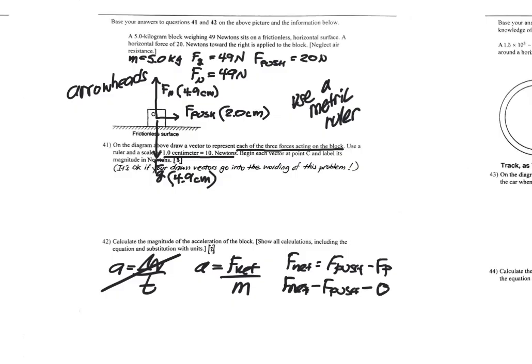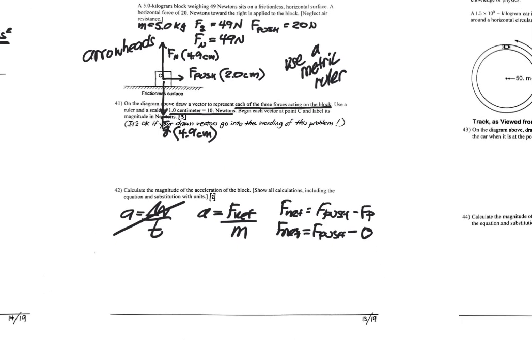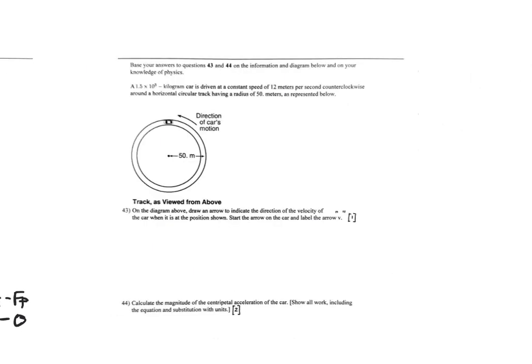And we know what the pushing force is. We wrote that above. The pushing force was 20 newtons. So we have 20 newtons divided by the mass, which is 5 kilograms. And so we get 20 divided by 5. We get an acceleration of 4 meters per second squared. All right, 43 and 44.